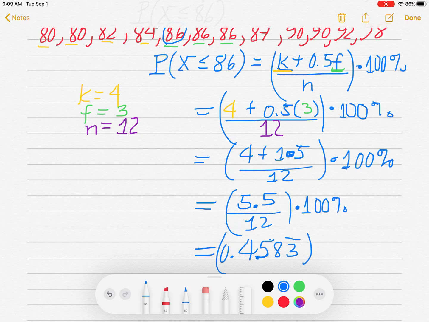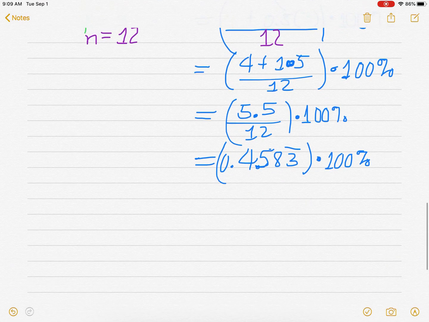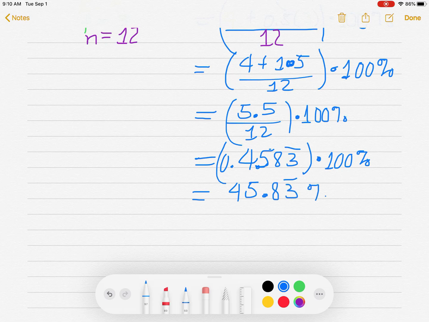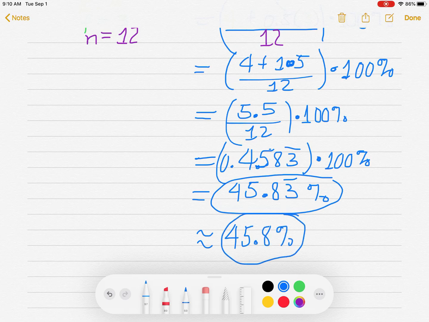83 repeating forever. You multiply that by 100%. We're going to scootsy the decimal 2 to the right, right? When you multiply by 100, it scootsies the decimal 2 to the right. So essentially converting a fraction to a percentage, you got 45.83 repeating percent. That's your exact answer. If you want to round that off approximately, you could say it's around 45.8%. So that's the rank percentile.